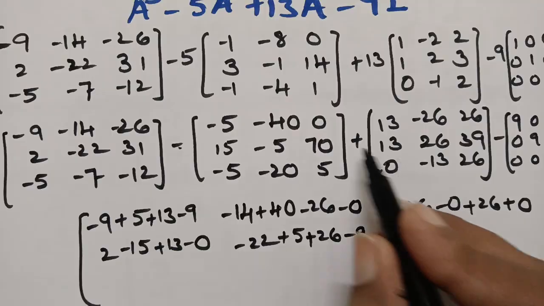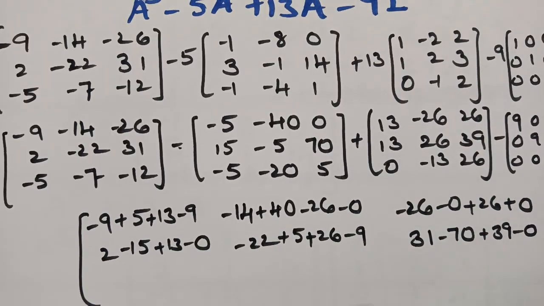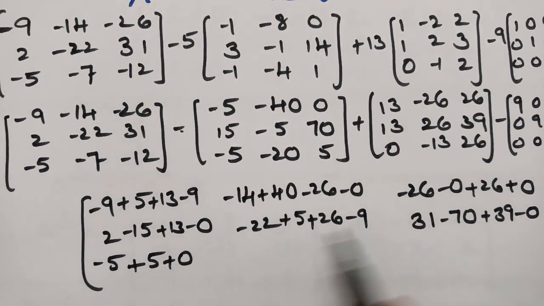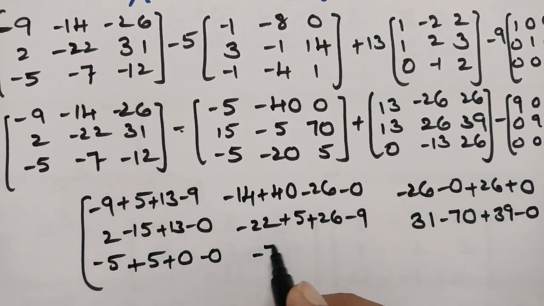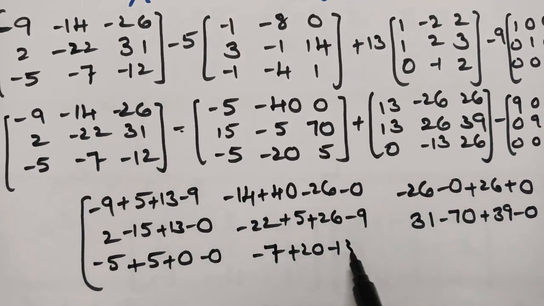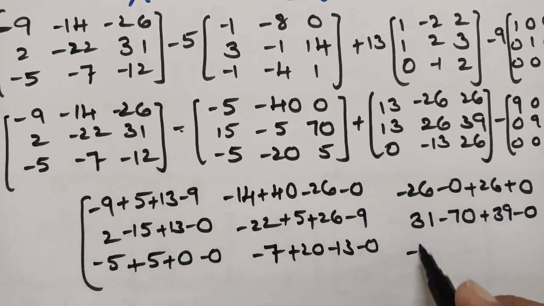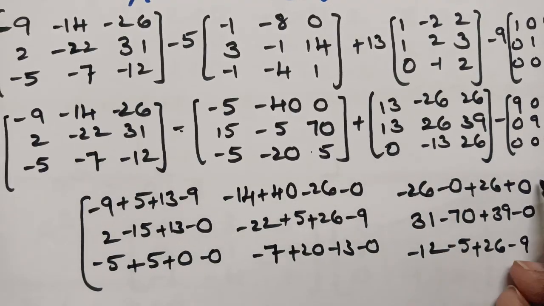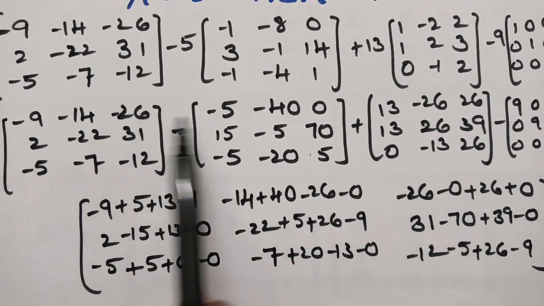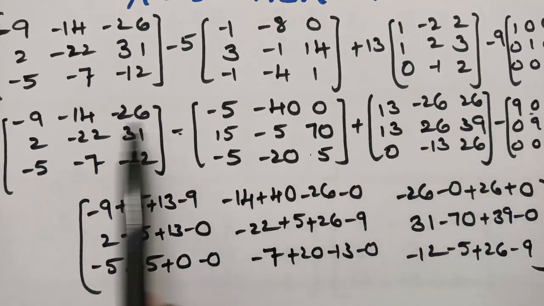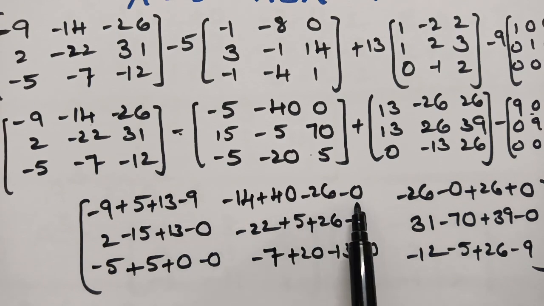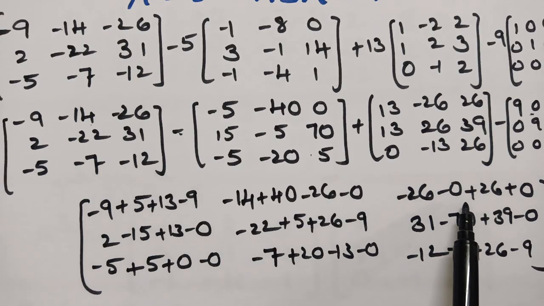This value is minus 70 plus this value is 39 minus 0. And this is minus 5 minus of minus plus 5 plus 0 and this is minus 0. And the next one is this is minus 7 minus of minus plus 20 and this value here is minus 13 and this is minus 0. And next one is minus 12 minus 5. So this is minus 5 and this is plus 26. This value is minus 9. Clear? So everything is ready here. Minus 9 plus 5 plus 13 minus 9. This is minus 14 minus of minus plus 40. So this is minus 26 0 and this is minus 26 minus 0 plus 26 0.